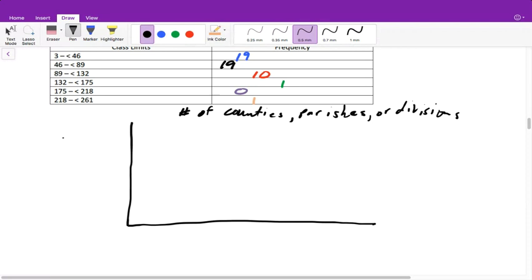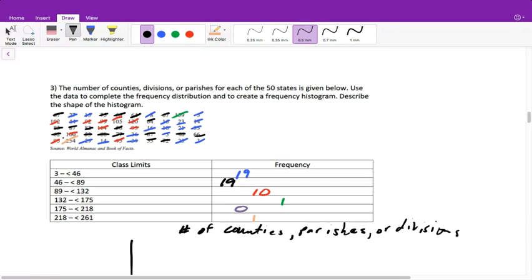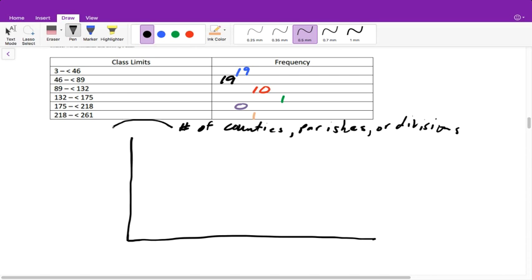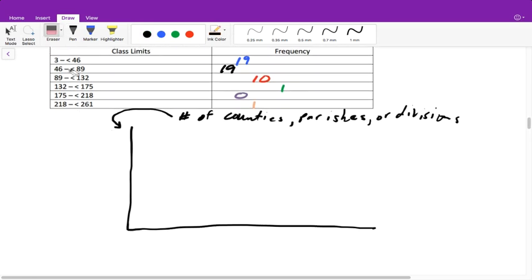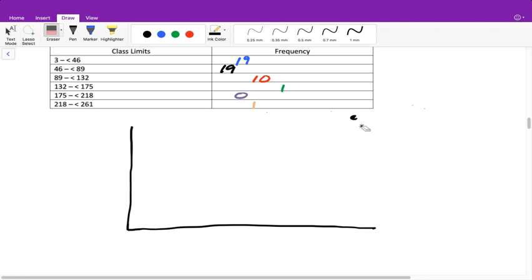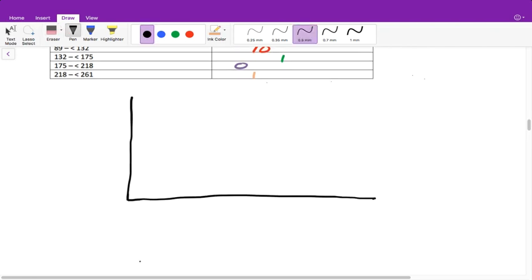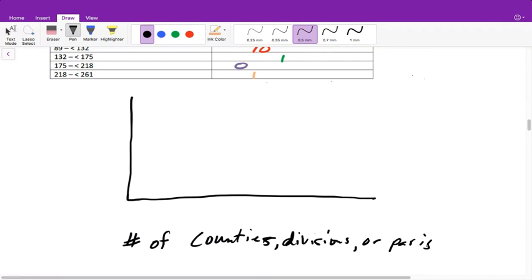All right, then here, actually, this is the name of our y-axis, so this is what we should be putting. I'm sorry. This is our label of our x-axis, so it's the number of counties, divisions, or parishes. So that is the label of our x-axis. And then our y-axis is our frequency, the number of times that it has occurred.